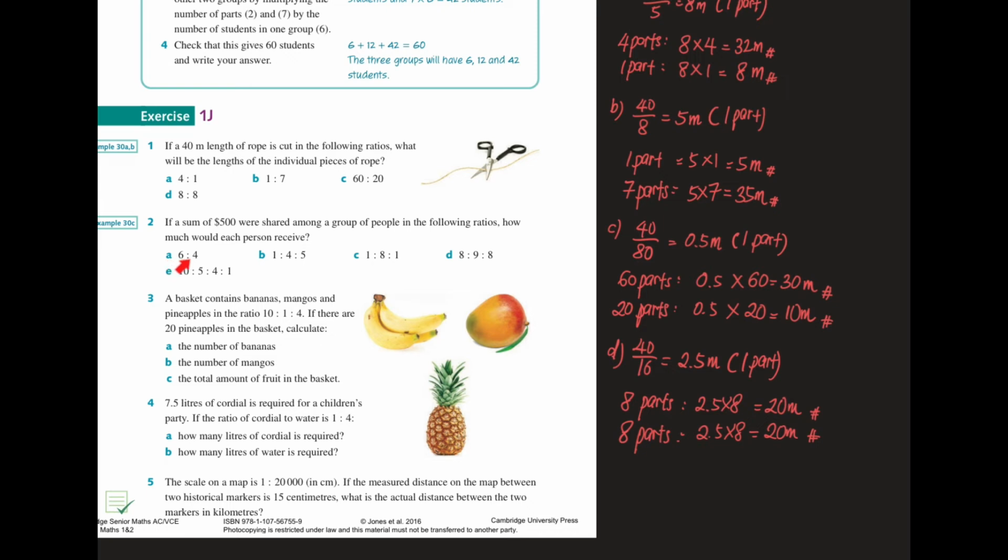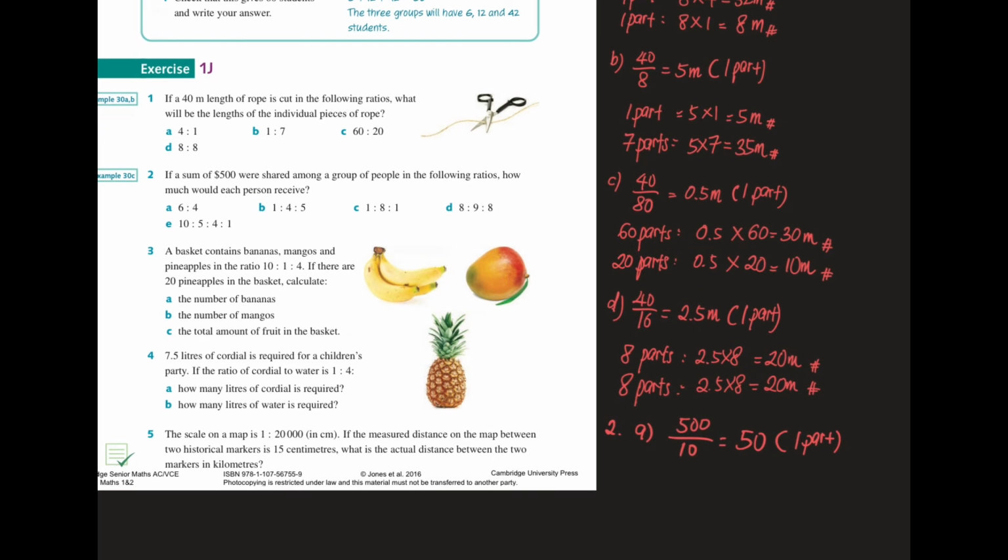So A, we have a ratio of 6 to 4. So let's total up to find out the total parts that are required. So 6 plus 4, 10 parts. So we have to divide the $500 into 10 parts. So we do it like this. Question 2 A, 500 divided by 10. So we get $50. That represents one part.